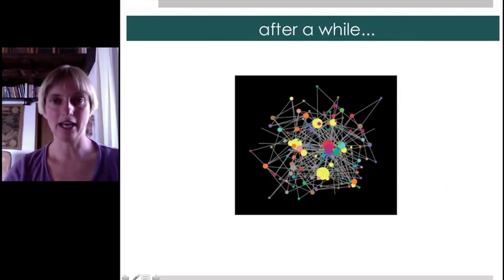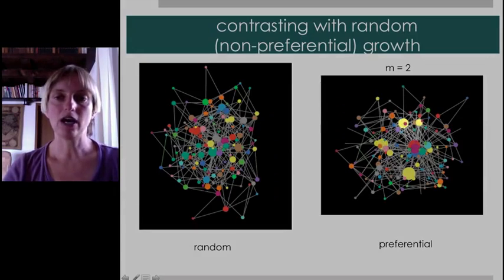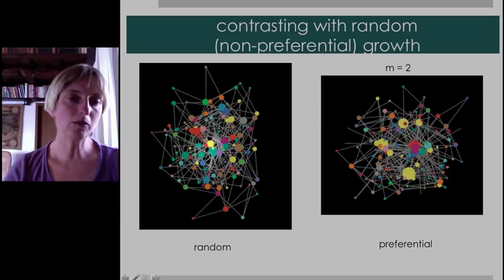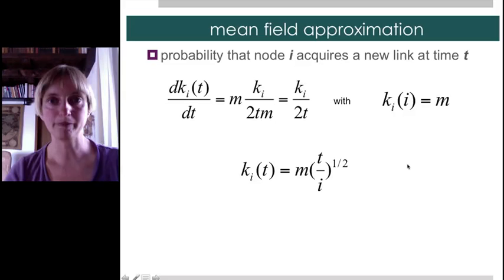After a while in NetLogo, what you see is a network such as this one, where hopefully when you compare it with the purely random growth model, you're seeing bigger hubs emerging relative to here. With the random growth, you have the older nodes accumulating more links, but not nearly in as skewed a fashion as is happening in the preferential attachment model.